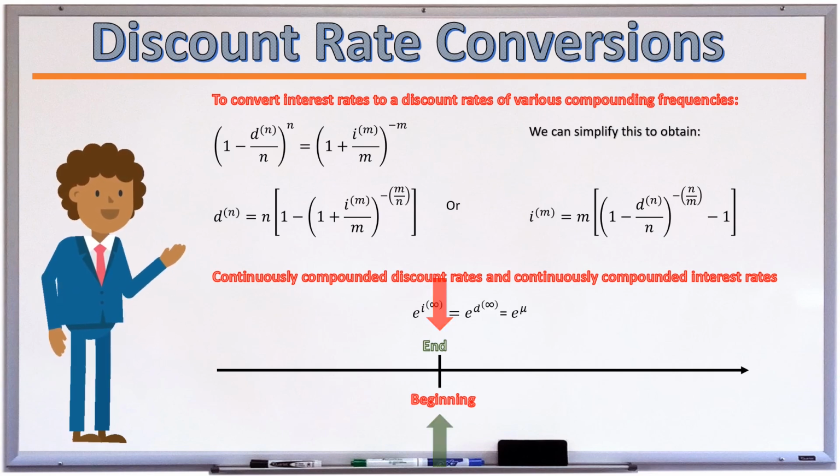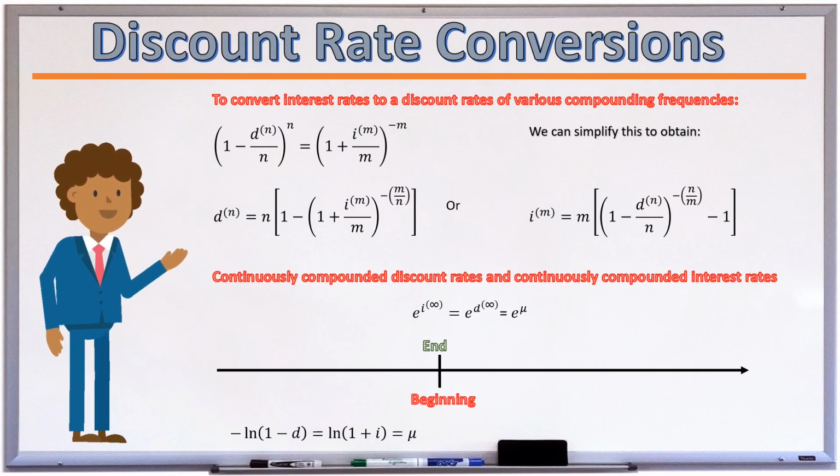In other words, e raised to the continuously compounded discount rate should be the same as e raised to the continuously compounded interest rate, and we just use mu to denote both of them. Taking the natural logarithms, we have −ln(1 − d) = ln(1 + i) = μ, where we just use the letter mu to denote the continuously compounded rate of interest of both expressions.